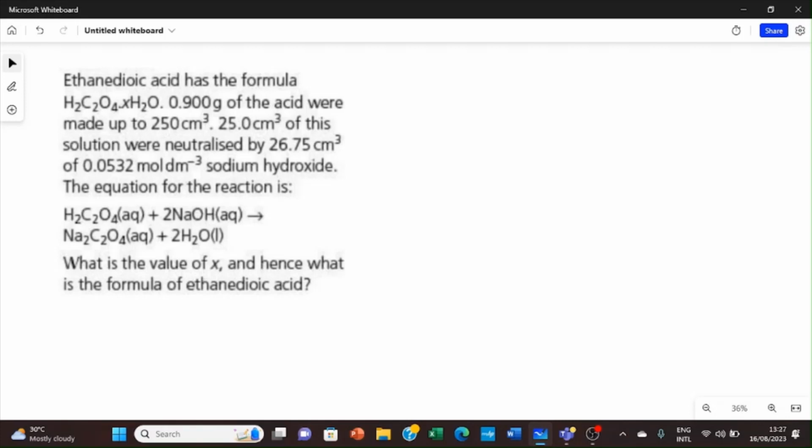As you can see from this question, it is the acid that contains the water of crystallization. So we have to find the number of moles of the water of crystallization in the acid. So it can be the acid, it can be the base. If it's a redox titration, it can be the oxidizing agent or the reducing agent. Just like the previous one, the first thing for you to do is to make sure you understand the question, then look at the values you are given.